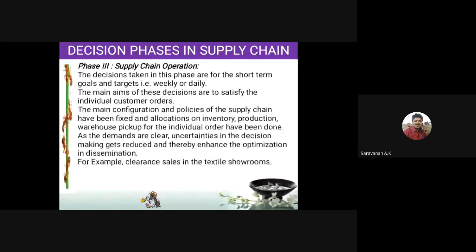Next is supply chain operation, that is phase 3: very short-term decisions, short-term goals and targets. Here they have to satisfy the customer needs. Best example, clearance sale in textile showrooms. Okay, so these are the things.